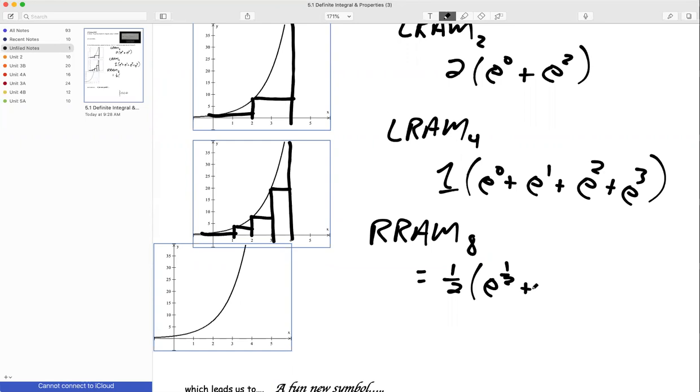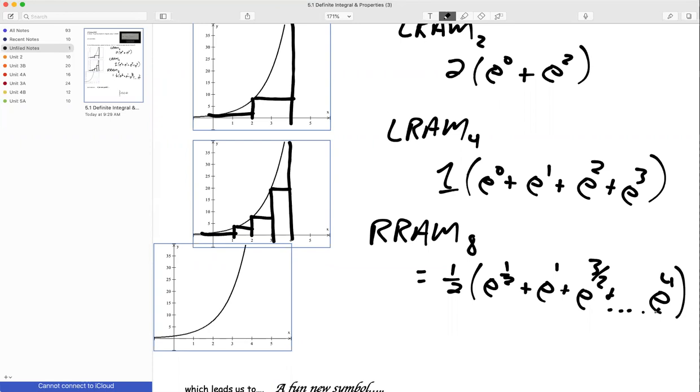And then I've got plus e to the, what goes next? E to the first. Plus e to the 3/2. Plus, let's skip all the way to the end. I would have e to the what? E to the, what's my last value? 3? Why? It is e to the 4th. Why is it e to the 4th? It's a right Riemann sum, so I've got to include the last value there. All right. We good with that?